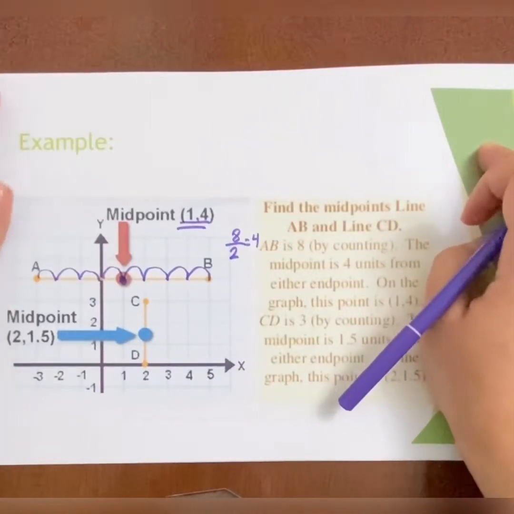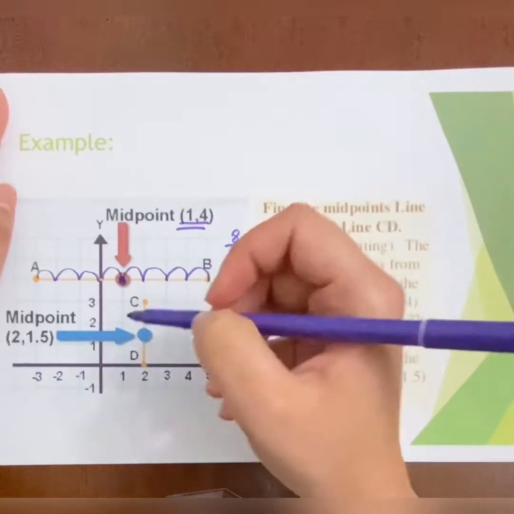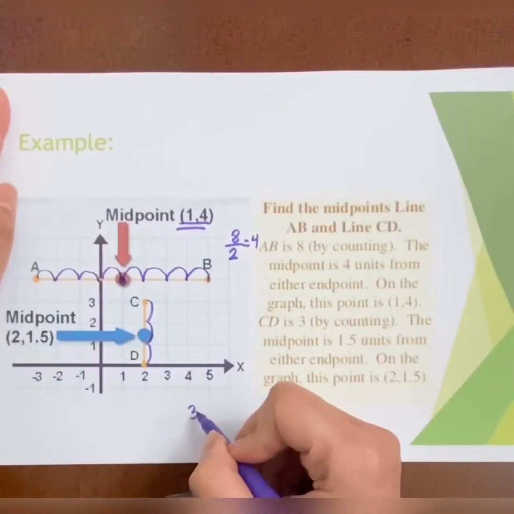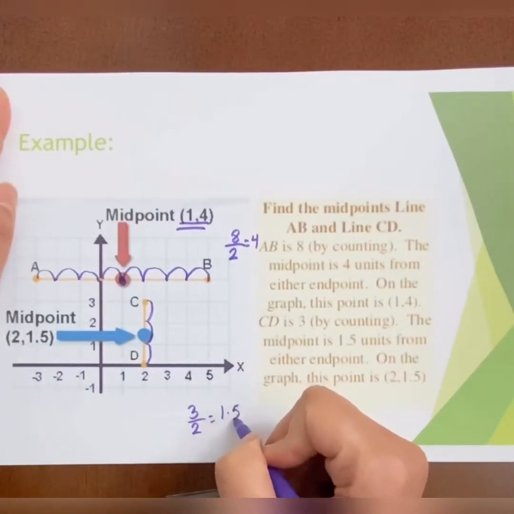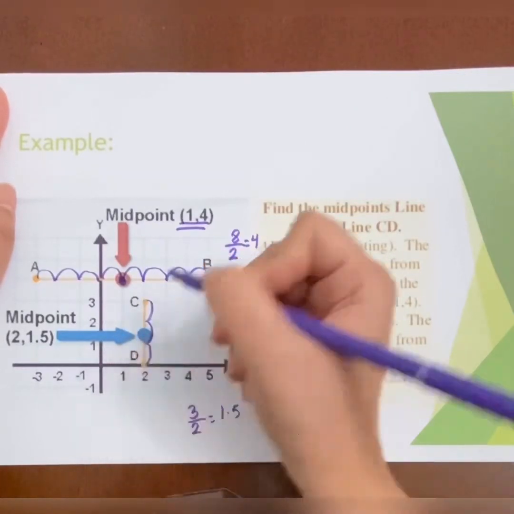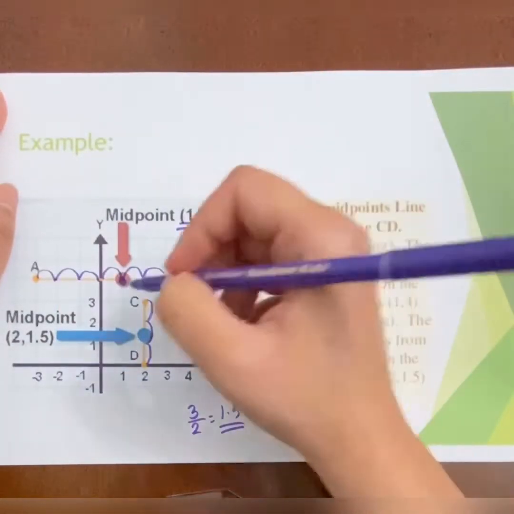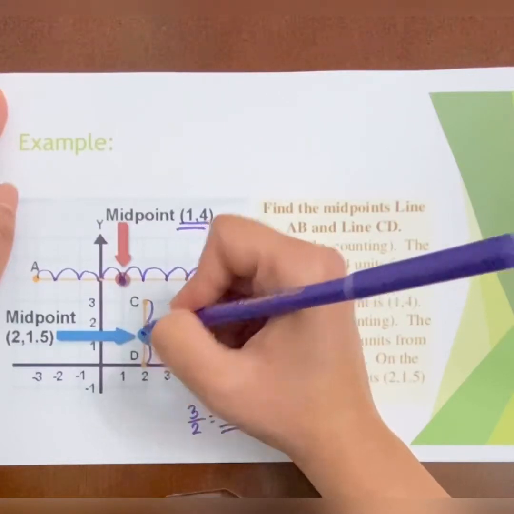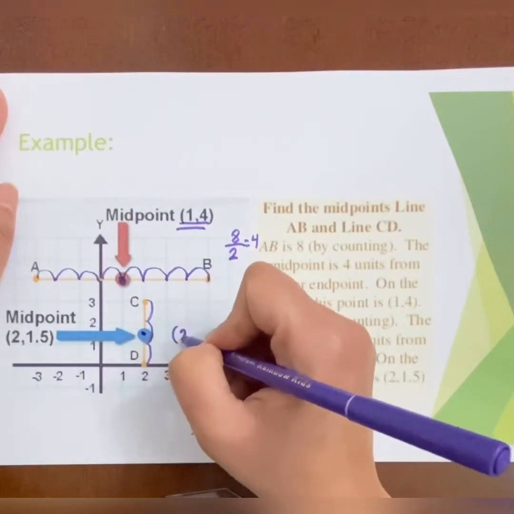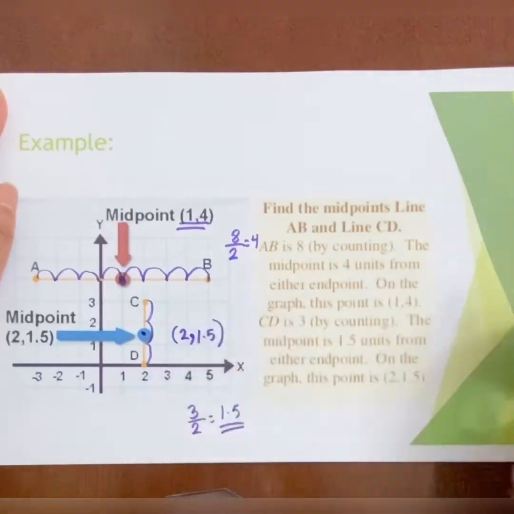Now, we have another vertical line segment here, CD. You count 1, 2, 3. 3 divided by 2 is 1.5. So after 1.5 steps, we will find the midpoint. Does that mean that the midpoint is 1.5? No, we will find the midpoint after 1.5 steps. Here is our midpoint. Now, what are the coordinates? Here, it's 2 for the x-axis and 1.5 for the y-axis.